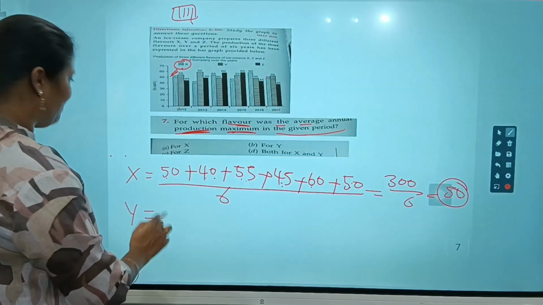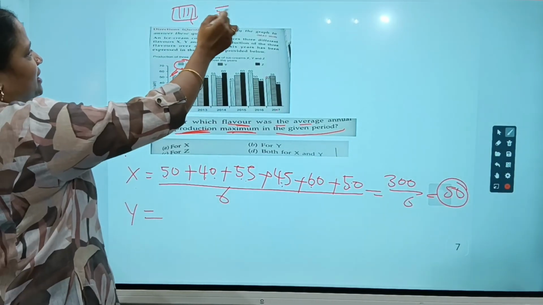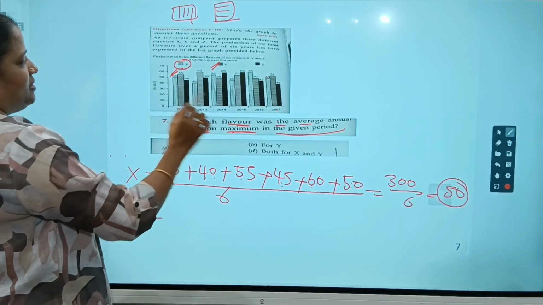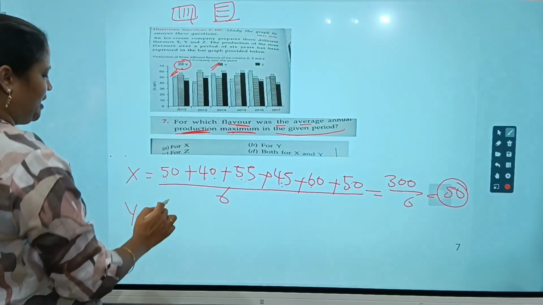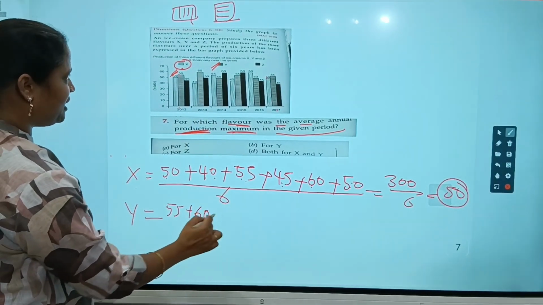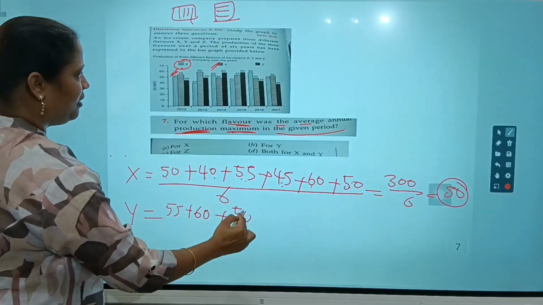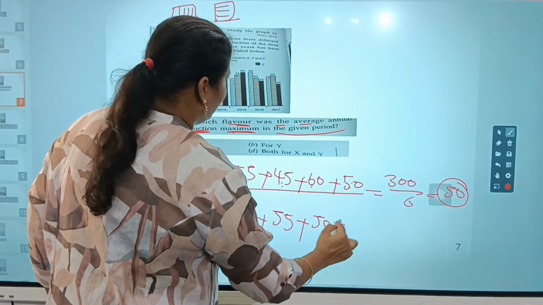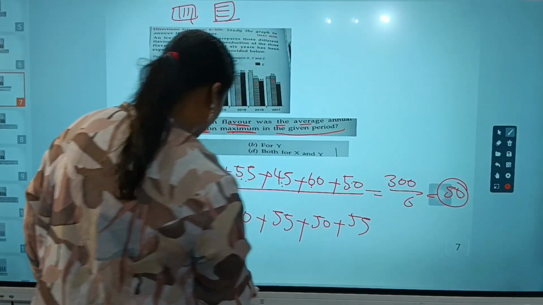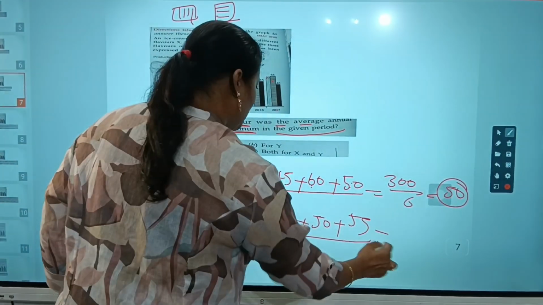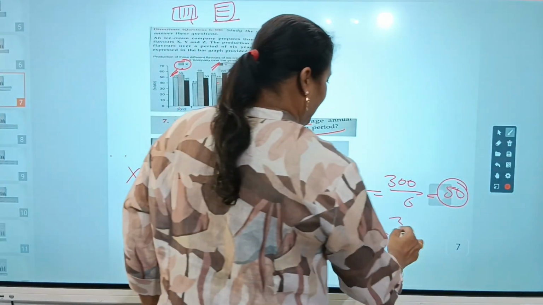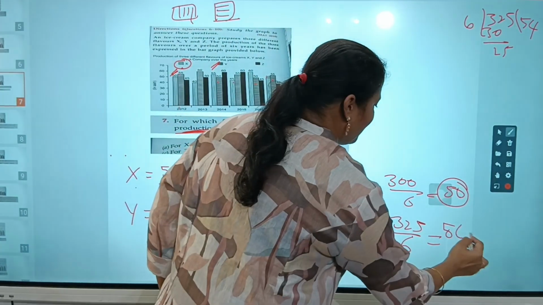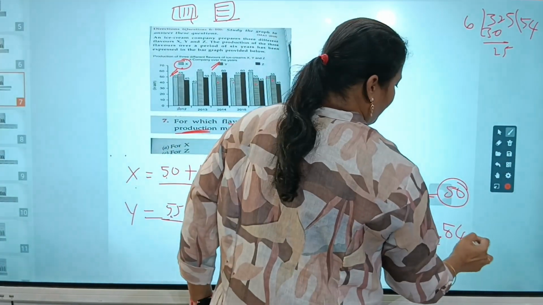Now let us go to the Y value. Y value, horizontal lines, second graph. This gray graph we have to see in this. 55, 60, 55, 60 plus 50 plus 55 plus 50 plus again 55, by whole by 6. So how much will it be? 325 by 6. It will come to an average of 54 point something, 0.3.